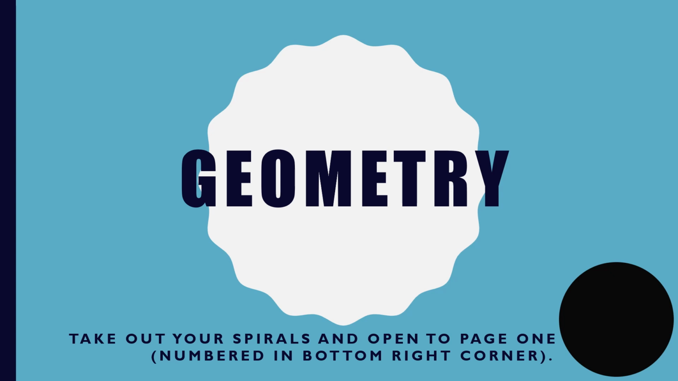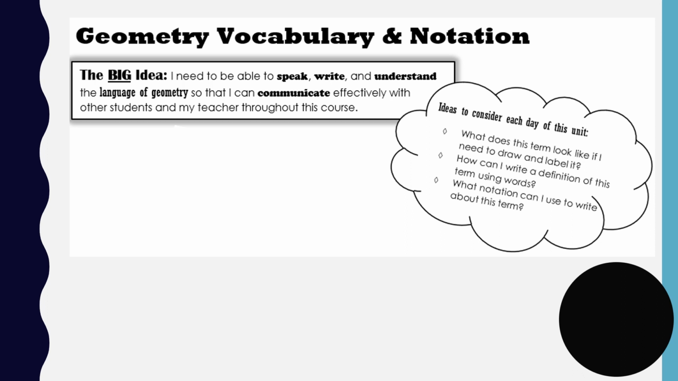Take out your spirals and open to page 1, numbered in the bottom right-hand corner. This video will take you through filling out the first portion of your spiral, pages 1, 3, and 4. Page 1 will show you the introductory standard, geometry, vocabulary, and notation.